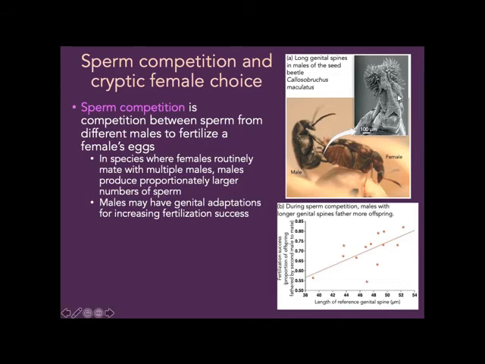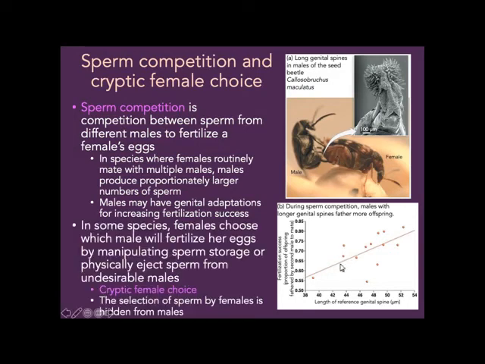This is a Callosobruchus maculatus beetle, and it has these long genital spines, and so the male will put his genitalia inside the female and use that as a scrub brush to get out the sperm of the previous male that has mated with the female. And so we know that this is a trait that is sexually selected because males that have longer genital spines father more offspring. So we know that there's variation in this trait, and variation in this trait is associated with greater mating success in males.